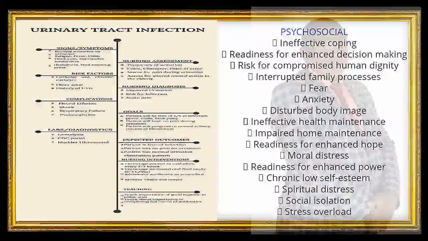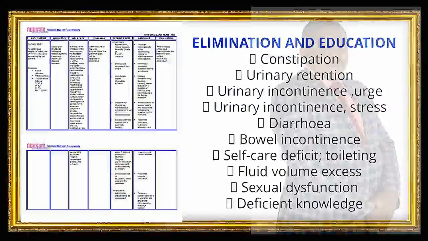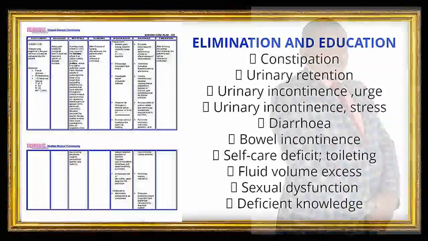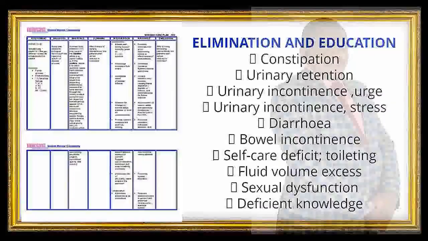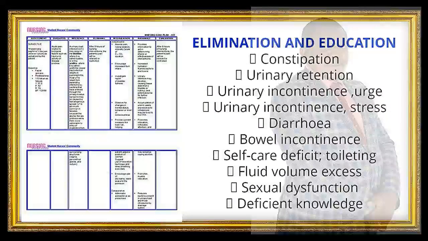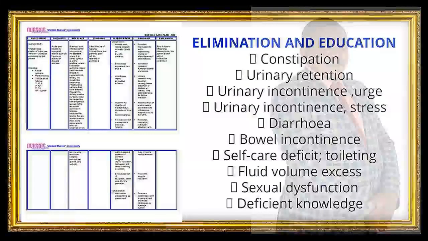All right, so in the RN's hope we have dealt with P, and now we're dealing with the last part, which is elimination and education. The root that will form your nursing diagnosis under elimination and education may include areas like constipation, urine retention, urinary incontinence, which may be because of issues of stress. Under elimination there can also be a problem of diarrhea, or we can have problems of bowel incontinence.